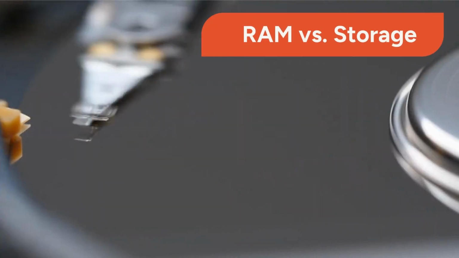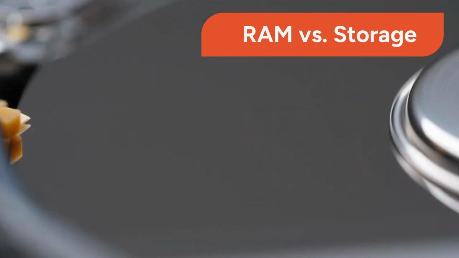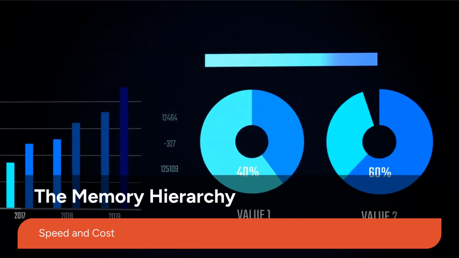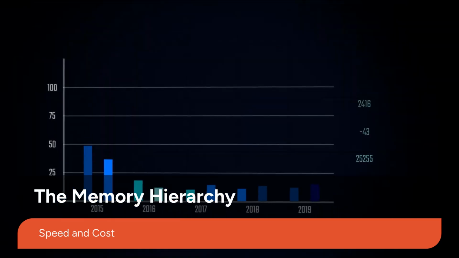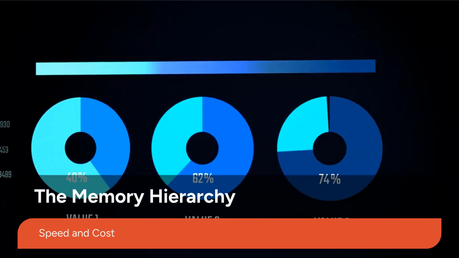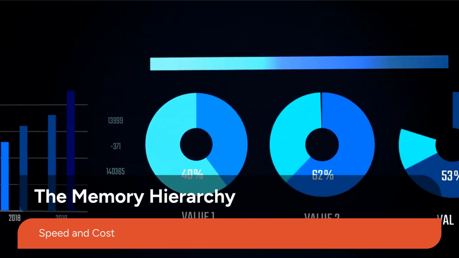It's important to distinguish RAM from permanent storage like SSDs or traditional HDDs. While storage keeps your files long-term, RAM handles actively running tasks. RAM is faster but more expensive than permanent storage, placing it higher up in the memory hierarchy, just below the CPU cache. This hierarchy ensures the CPU always has the fastest possible access to the data it needs.